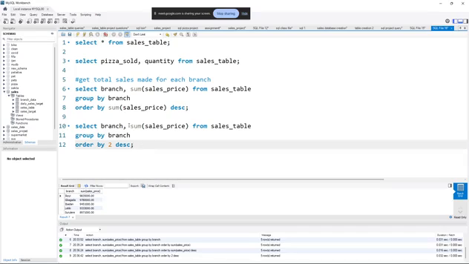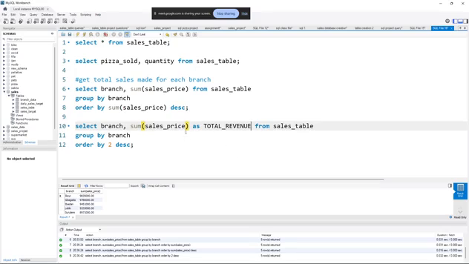But I don't want this to come out like this. I don't want to have sum of sales price here. I want something like branch, then the next thing, maybe something like total revenue. I want the values here, but I don't want the name to be like this. I want it as something else. So what are you going to do? Once you finish writing it, you can now say AS. So when you do the sum of sales price, put it as total revenue.